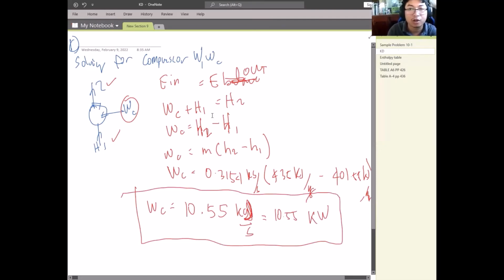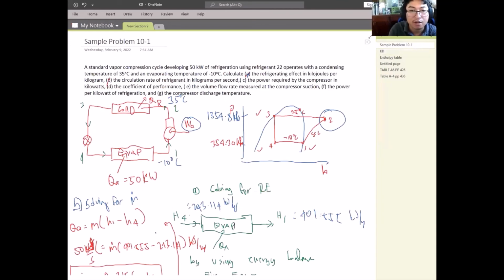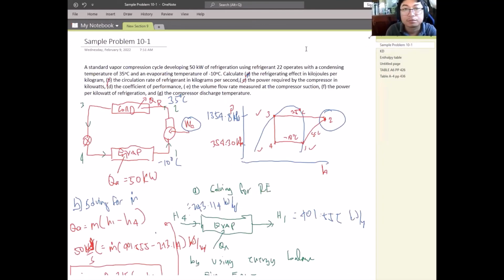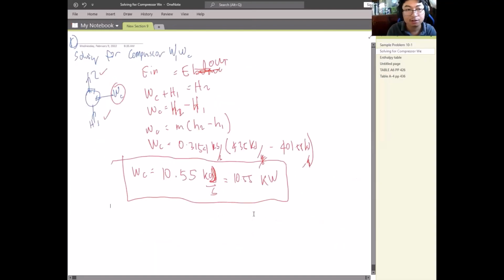That is the work of the compressor. We already solved letter C, so we can now cancel it out from our list. Next is the coefficient of performance. Solving for the coefficient of performance.